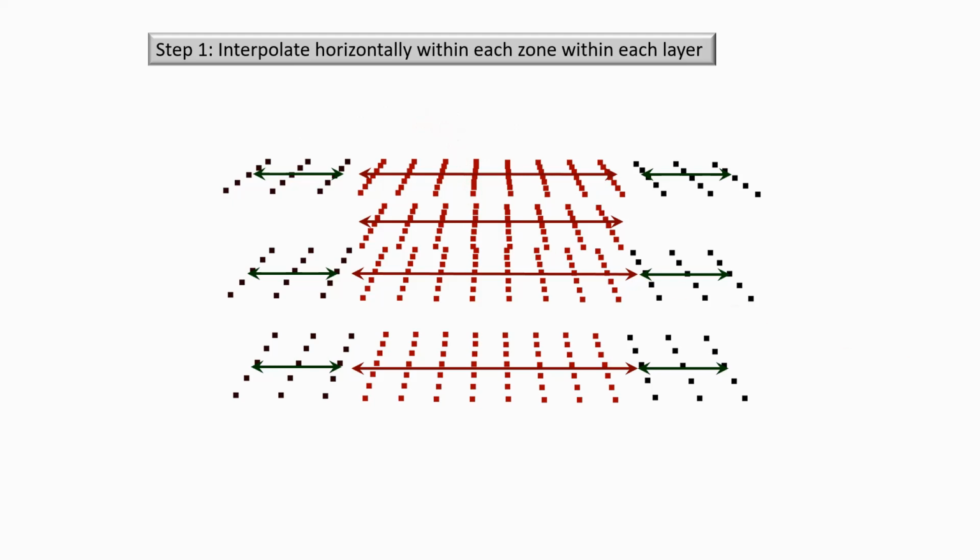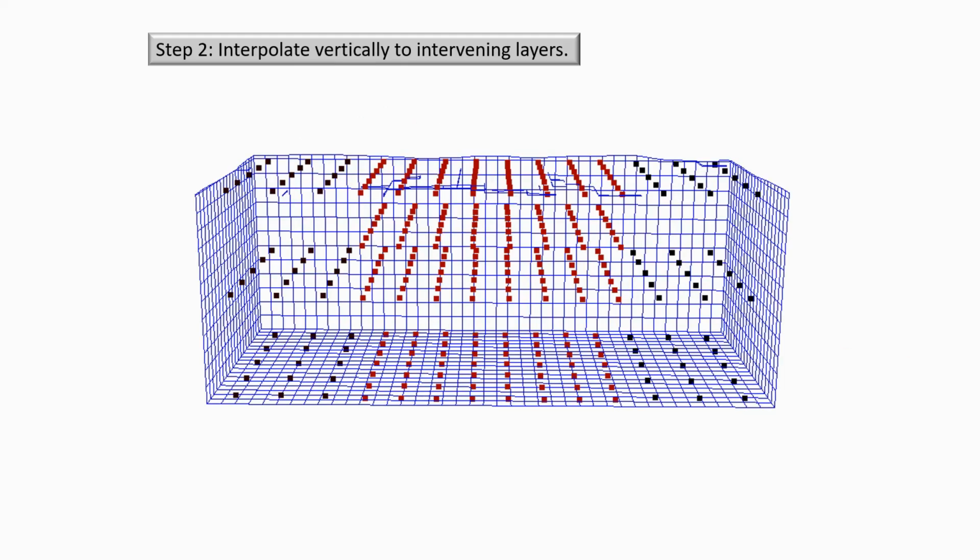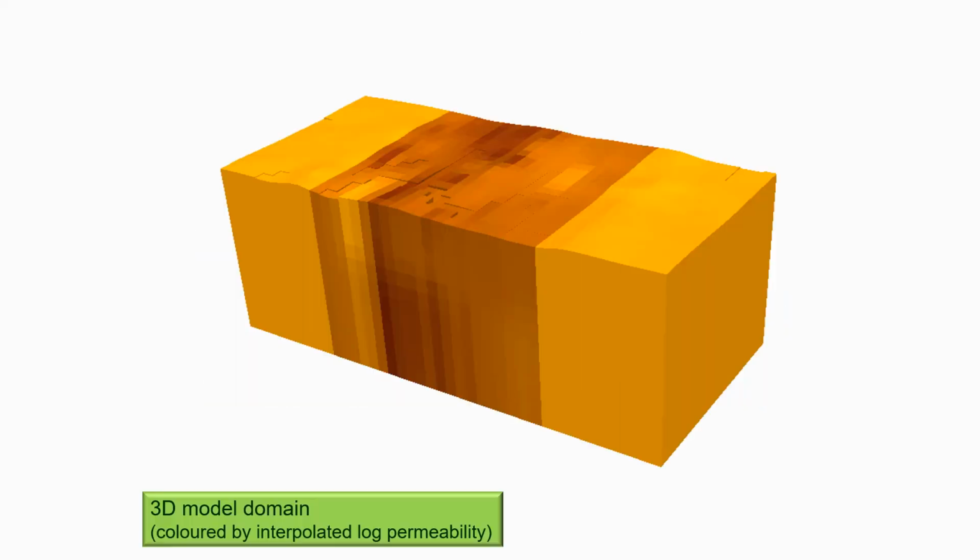Step 2 was to undertake interpolation in the vertical direction between the layers that were informed by horizontal interpolation during the previous step. So we ended up with this disposition of log permeability, coloured according to the log of permeability in this figure.